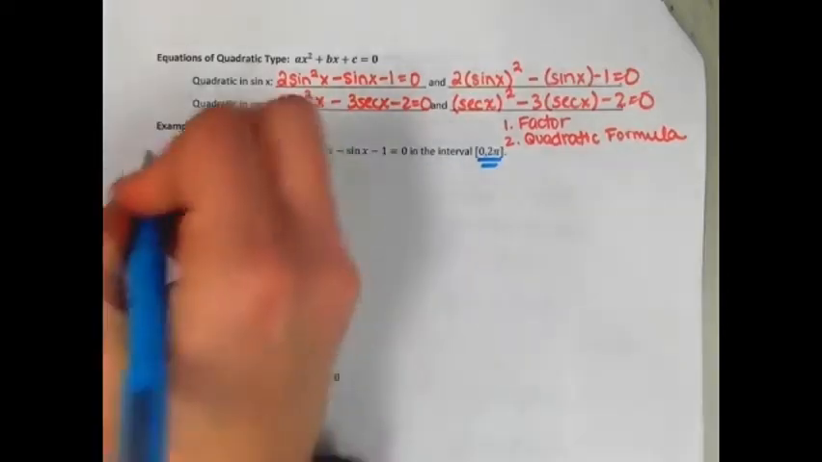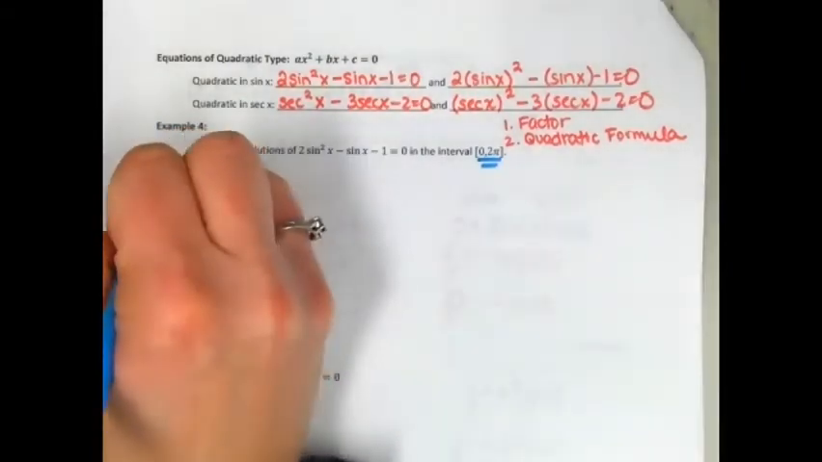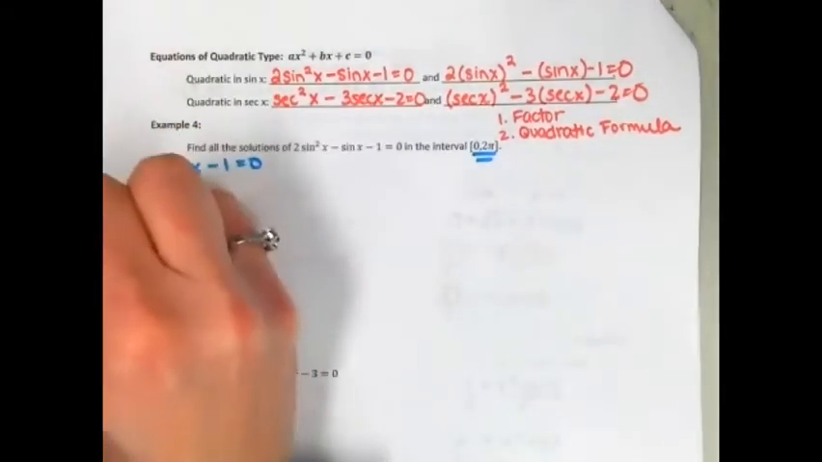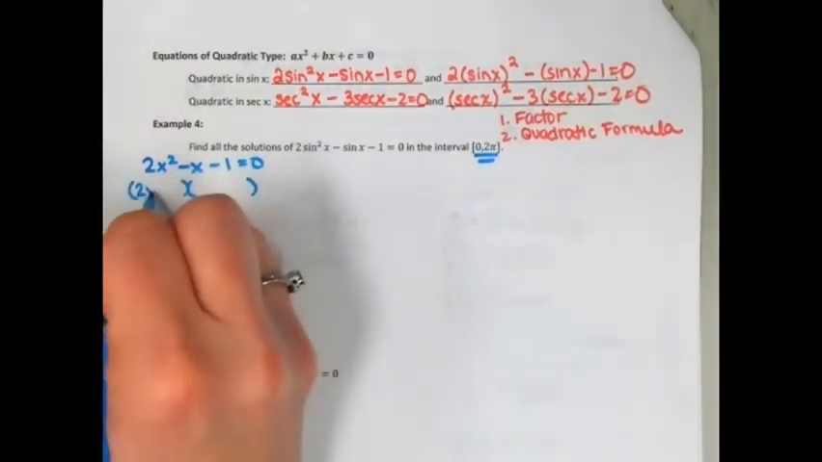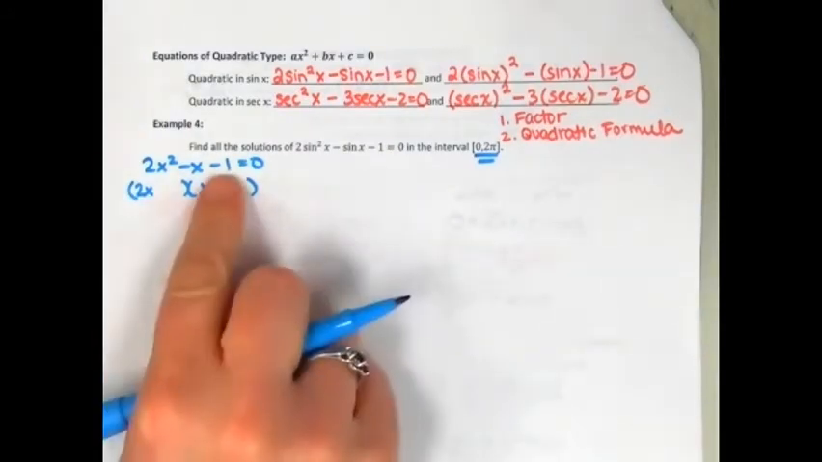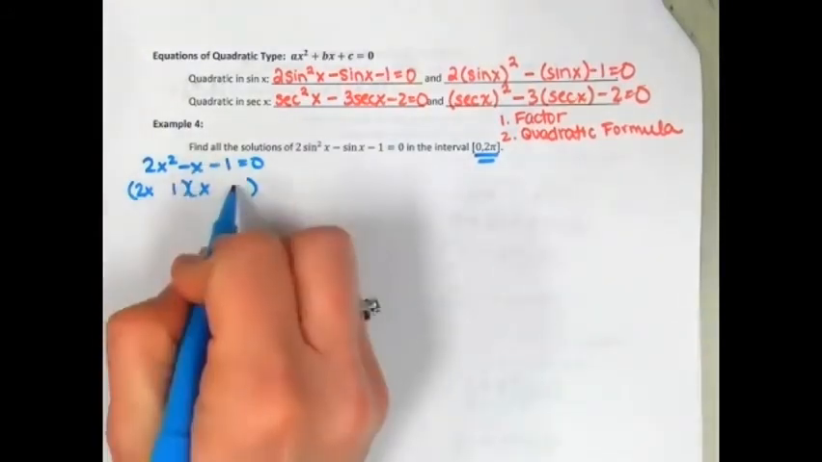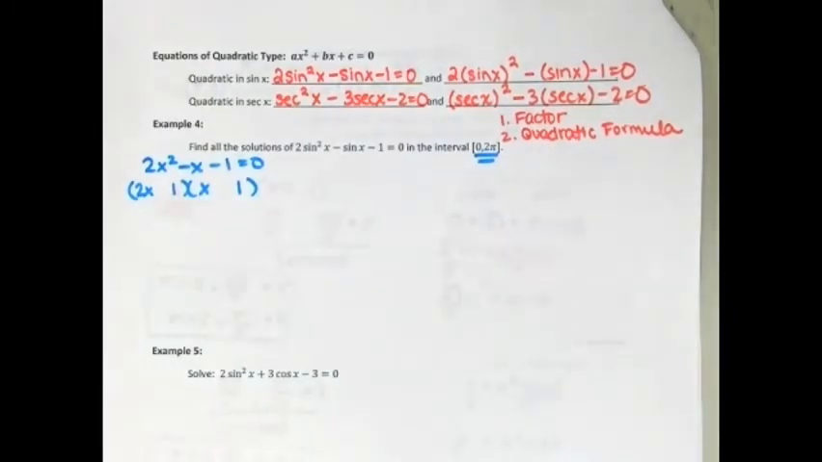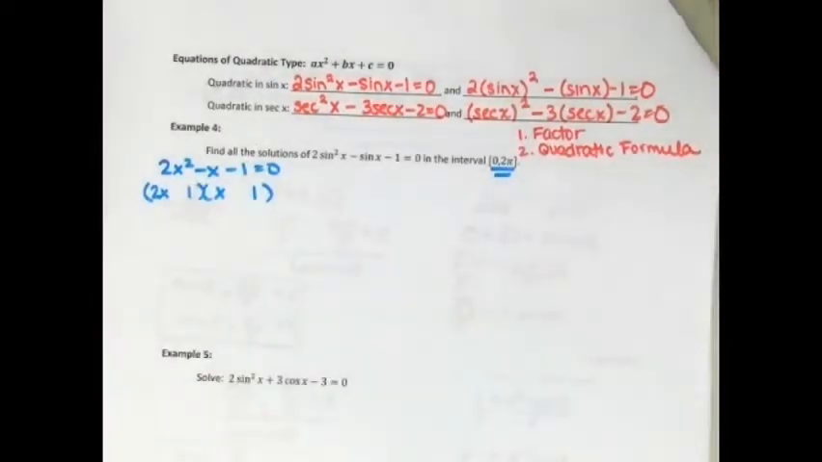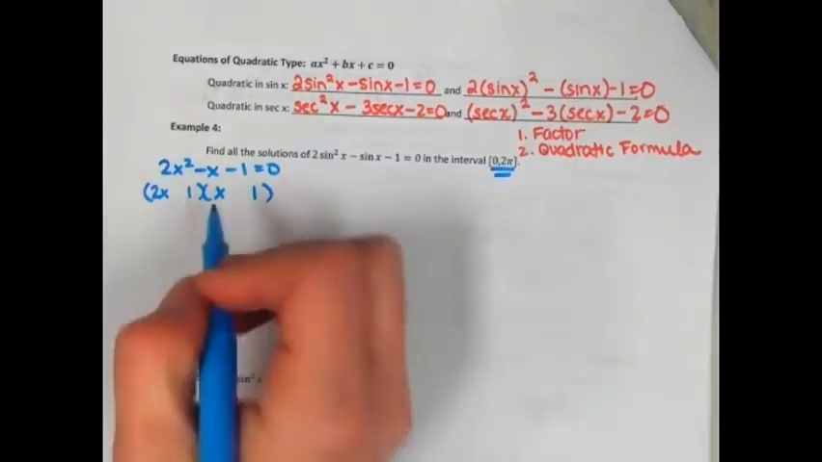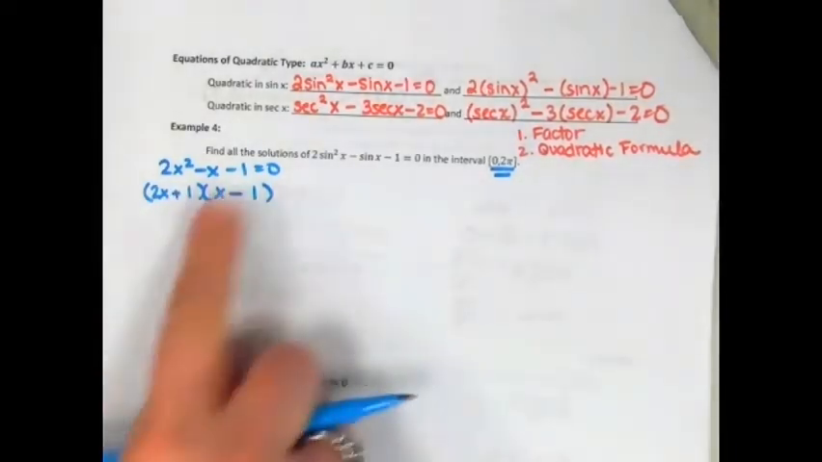So if we see 2 sine squared x minus sine x minus 1, can I factor that? If I had just 2x squared minus x minus 1 equals 0, can I factor this one? How do I get 2x squared? Wouldn't that just be 2x times x? How would I get a negative 1? 1 and 1, right? But I need one of them positive, one negative. Which one would add, if I multiply the outside and inside, to a negative 1? The second one has to be negative.